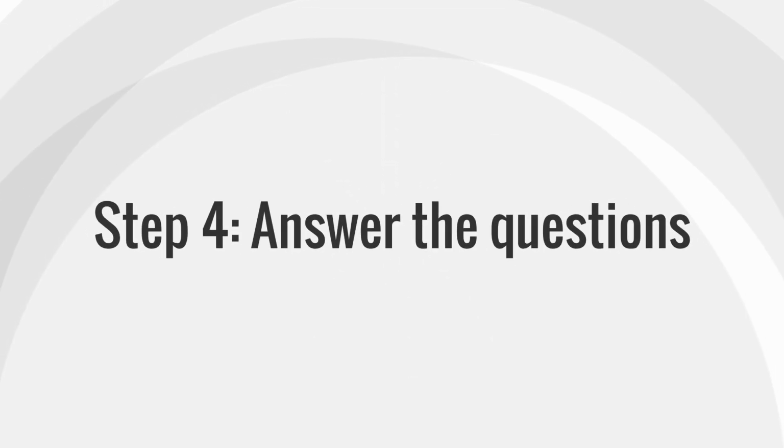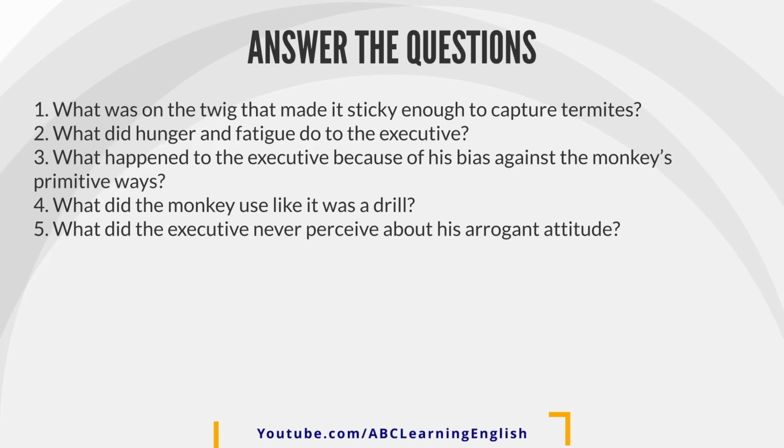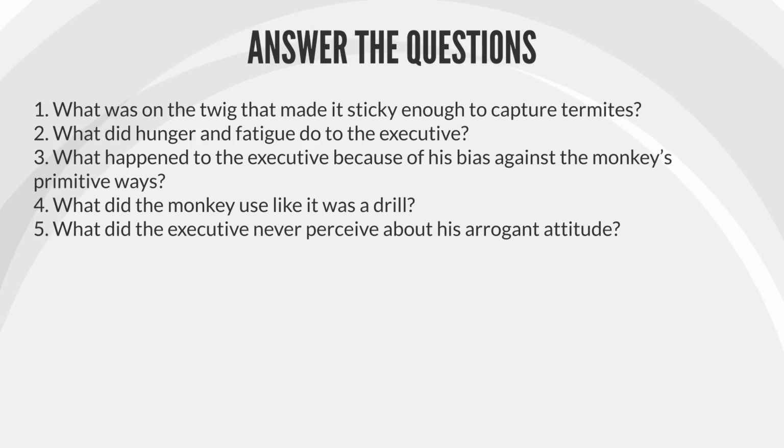Step 4. Answer the questions. 1. What was on the twig that made it sticky enough to capture termites? 2. What did hunger and fatigue do to the executive? 3. What happened to the executive because of his bias against the monkey's primitive ways?